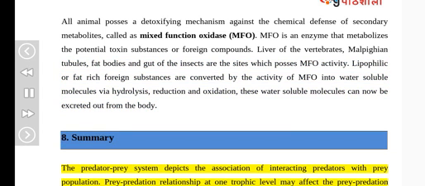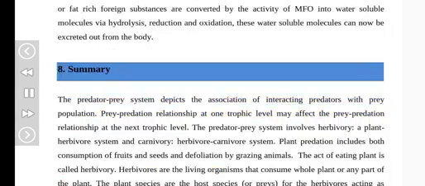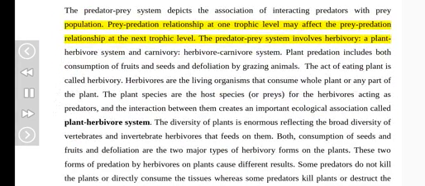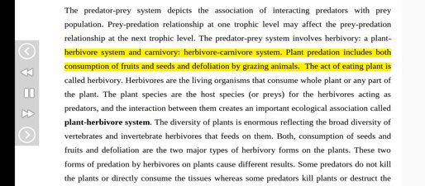Summary. The predator-prey system depicts the association of interacting predators with prey population. Prey-predation relationship at one trophic level may affect the prey-predation relationship at the next trophic level. The predator-prey system involves herbivory, a plant-herbivore system, and carnivory, a herbivore-carnivore system. Plant predation includes both consumption of fruits and seeds and defoliation by grazing animals. The act of eating plants is called herbivory.